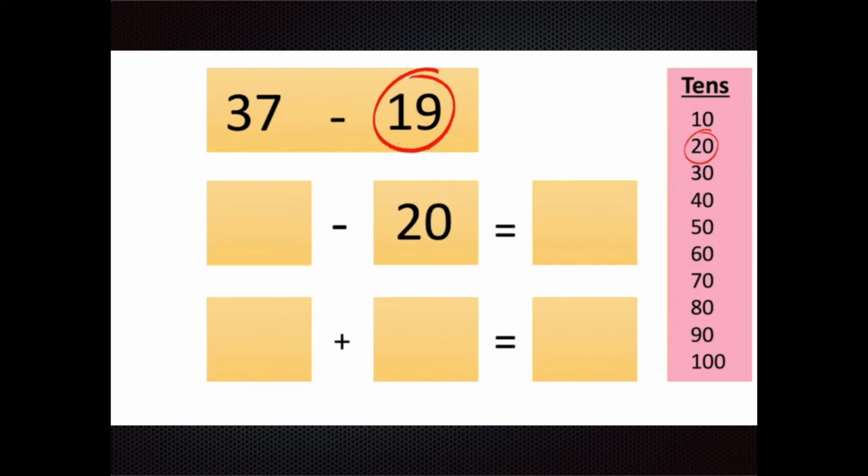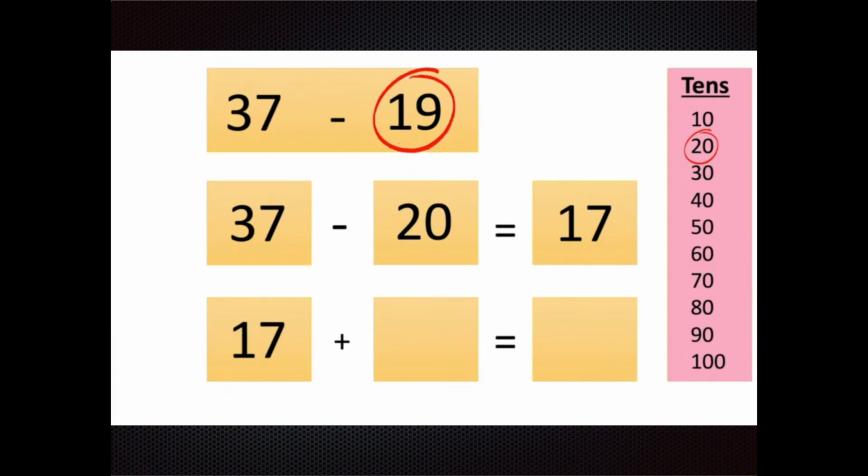So our next step is to write down the nearest 10, which is 20, in this box over here. Then your next step is to just rewrite the first number once again. So now we can ask ourselves, what is 37 take away 20? So 37 take away 20 is 17, so we can write that down. Your next step now is to write the answer that you got, which is 17, in the next box. So we have written that down here.